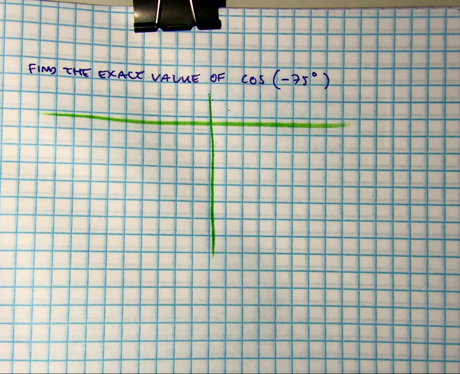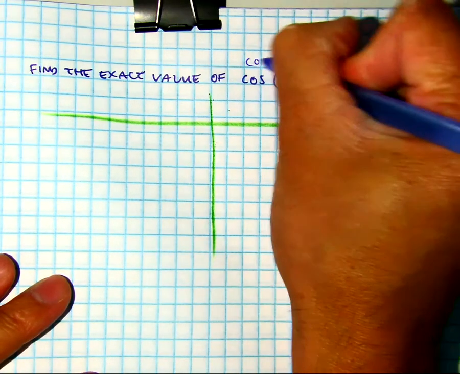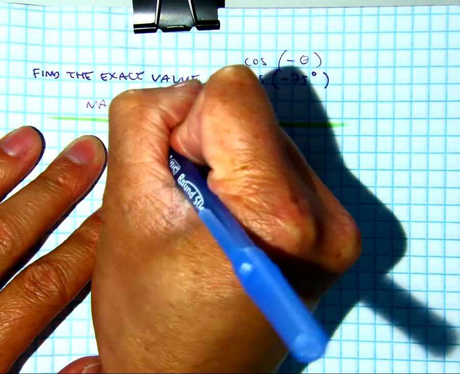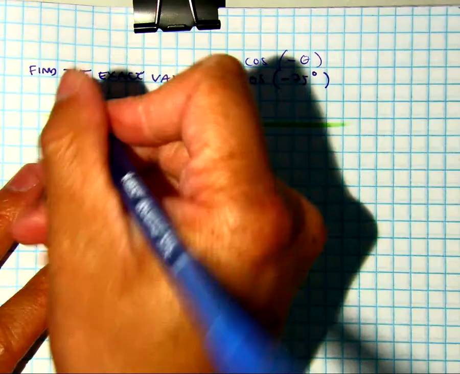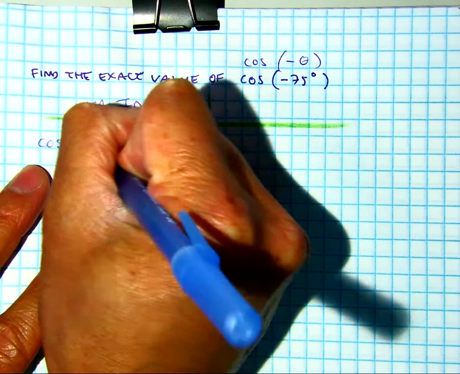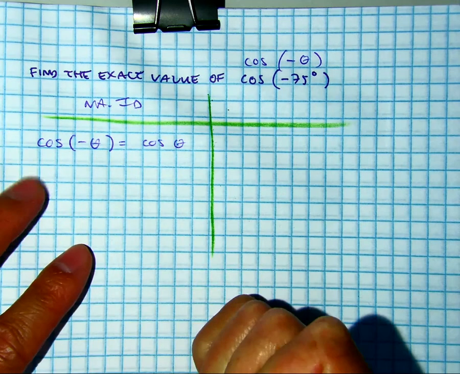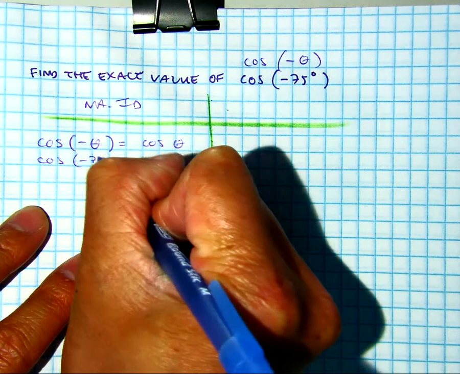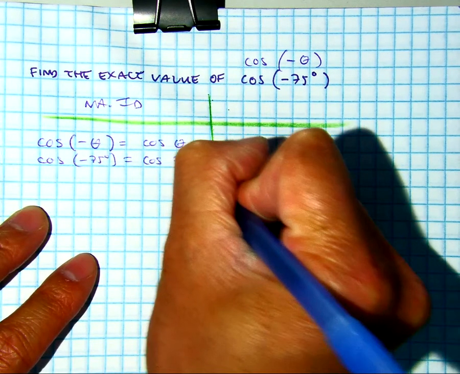All right, so what identity do we have here, class? Yeah, you should recognize that you have a negative angle. They call that the negative angle identity. On your formula sheet, what does it tell you the cosine of a negative angle is equal to? Just cosine of theta. So if we have cosine of negative 75 degrees, then we just need to find cosine of 75 degrees.